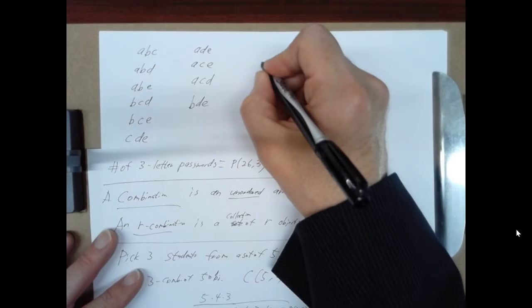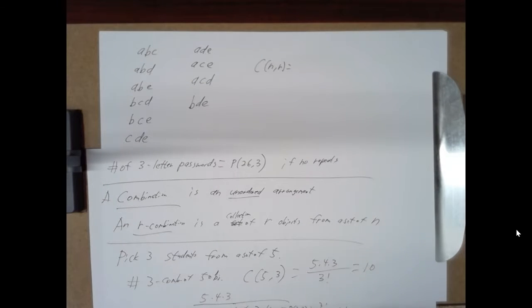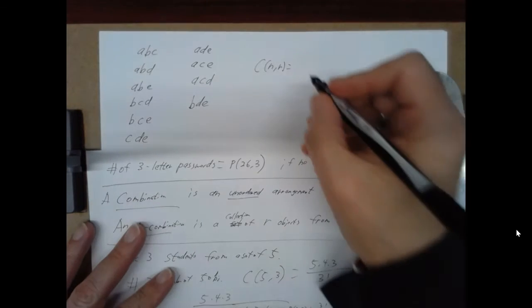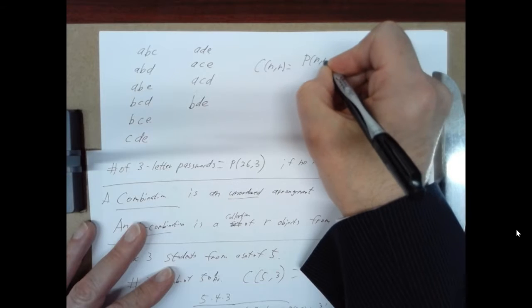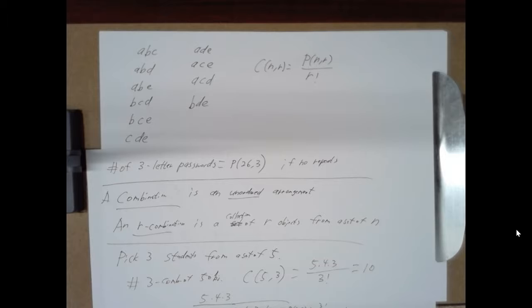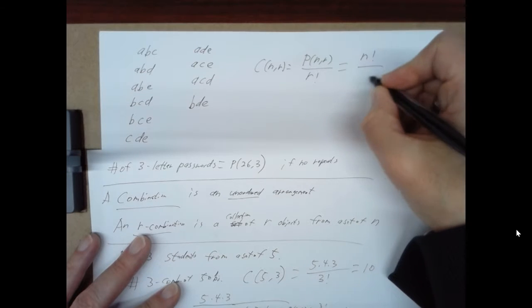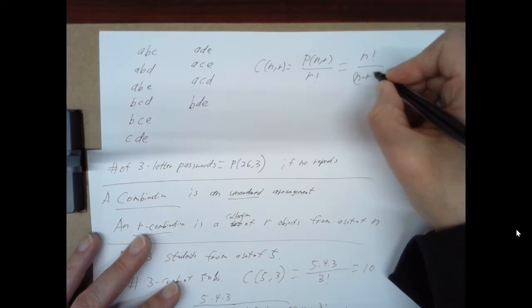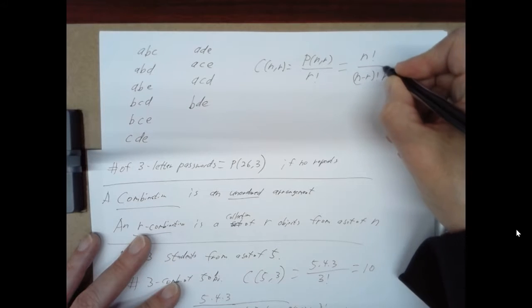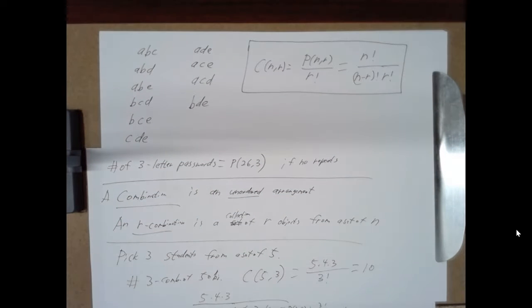So more generally, this will be the number of permutations divided by the number of ways we can rearrange those R objects, which is n factorial over n minus R factorial times R factorial. So that's the number of combinations.